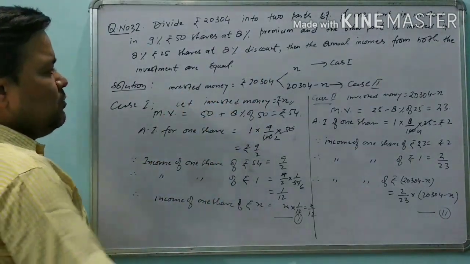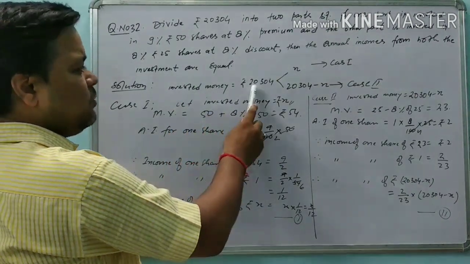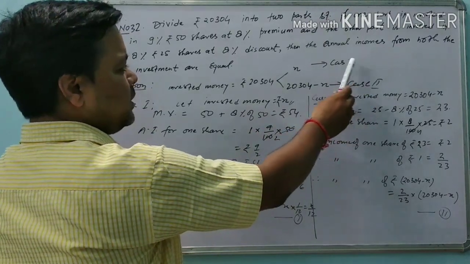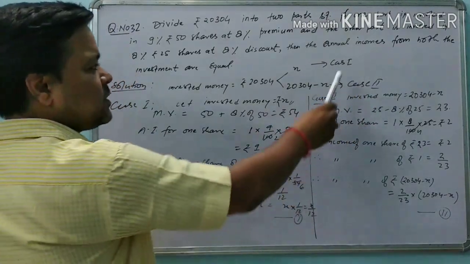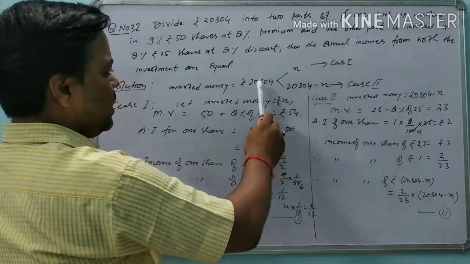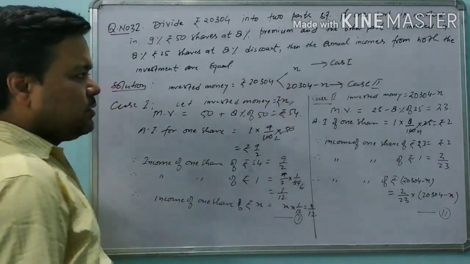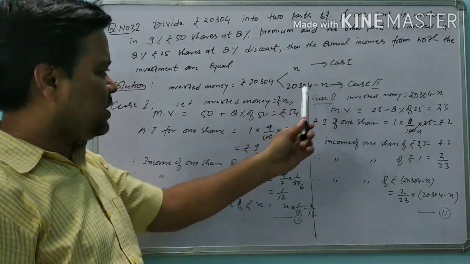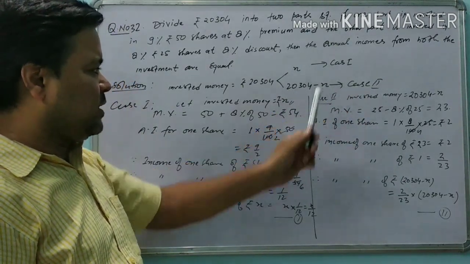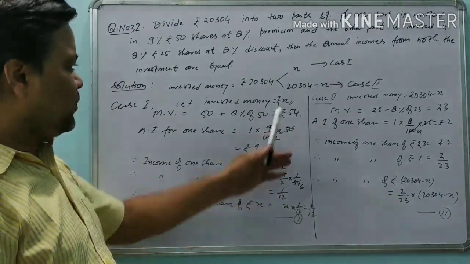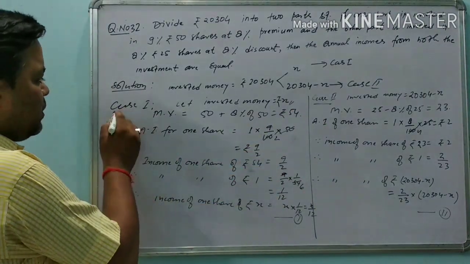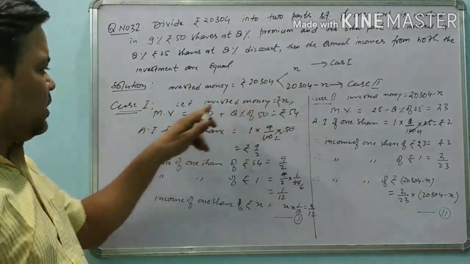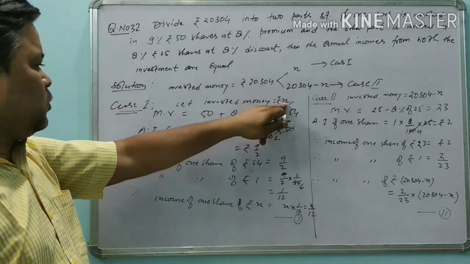So first of all, we should consider that the invested money, which is 20,304, is invested in two types of company, that is case 1 and case 2. In the first case, means in the first type of company, let the invested money be X. Then in the second case, the invested money will be 20,304 minus X. Taking this, we now come to case first. Let the invested money be rupees X.